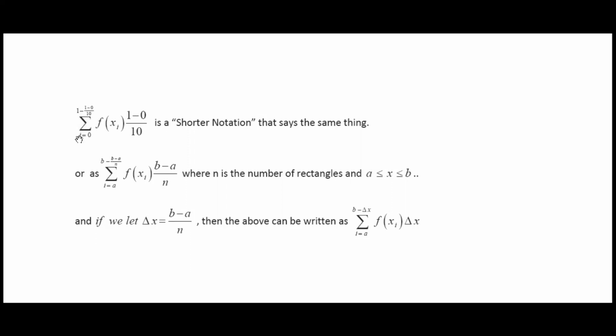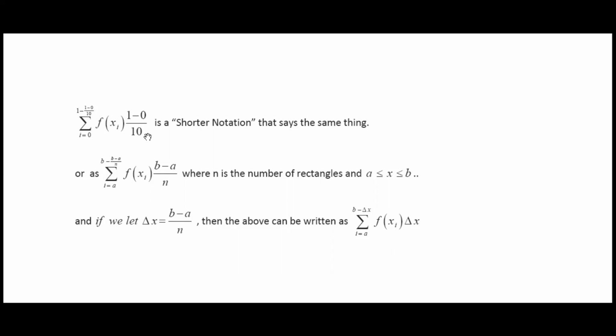This capital sigma means summing. In other words, we're going to put 0 into this and find f of 0, and then we're going to put in f of 0.1 and so on up that, and add all those. This means add them up and multiply by 1 minus 0 over 10. That's b minus a over n. Okay. Now that's a notation for the problem we are working on.